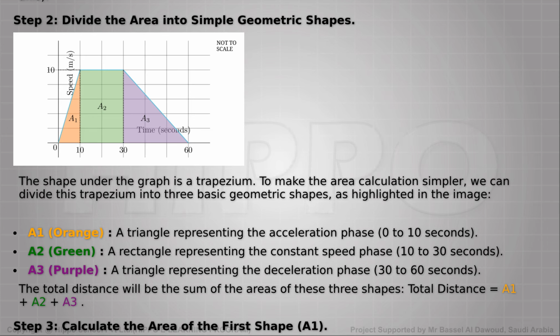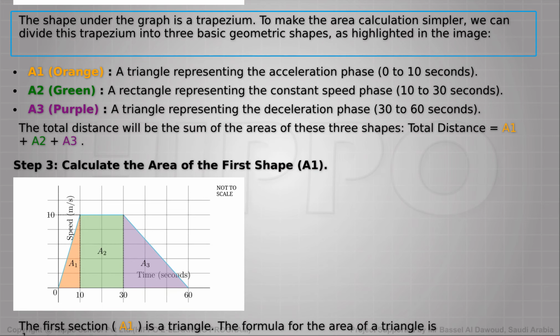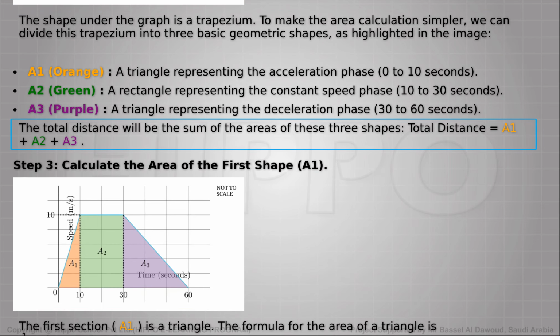As you can see in the diagram, we've divided the area into 3 parts: an orange triangle on the left, which we'll call A1, a green rectangle in the middle, A2, and a purple triangle on the right, A3. So our strategy is set. We will calculate the area of the first triangle, A1, then the area of the rectangle, A2, and finally the area of the second triangle, A3. Once we have these 3 areas, we'll add them all up to get our final answer.